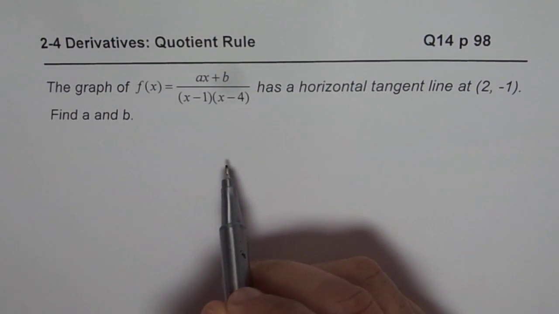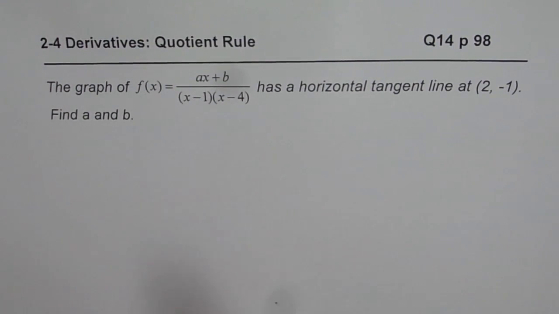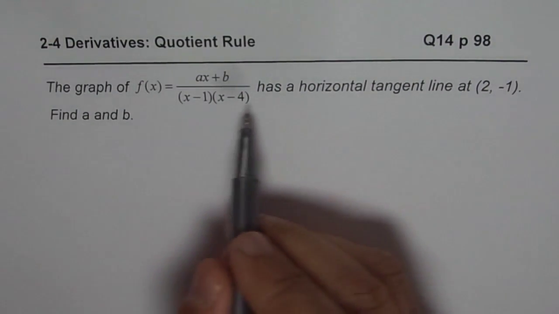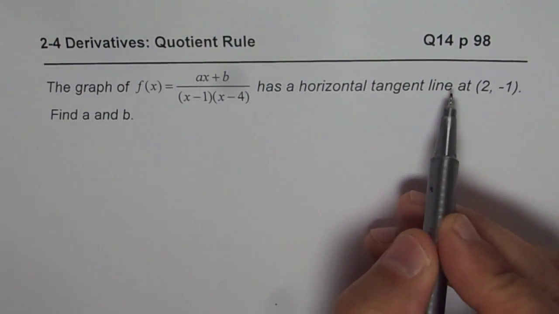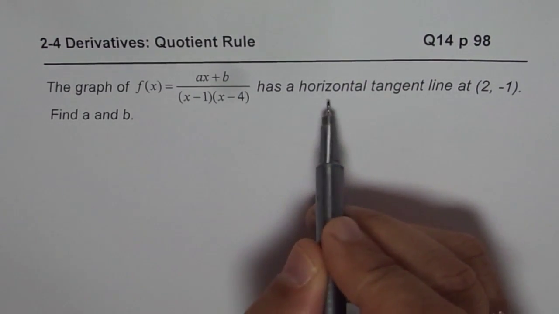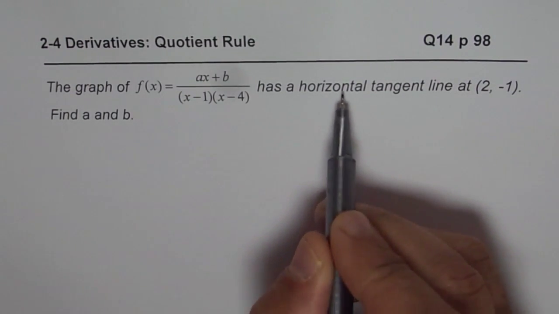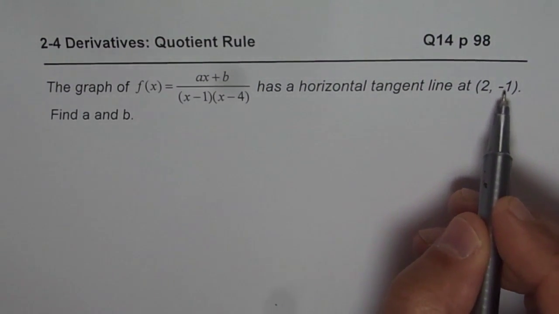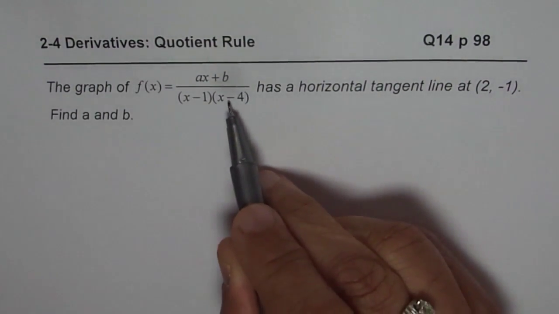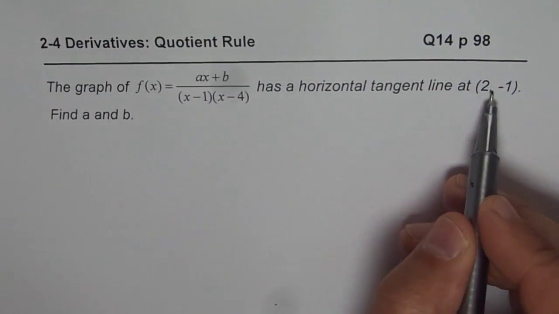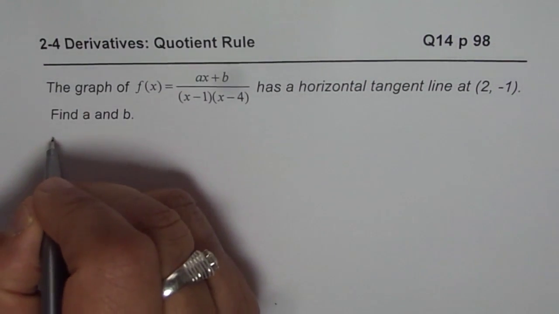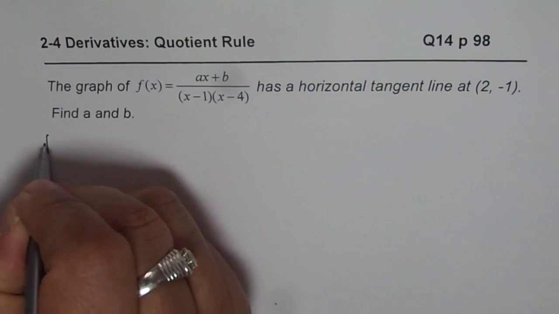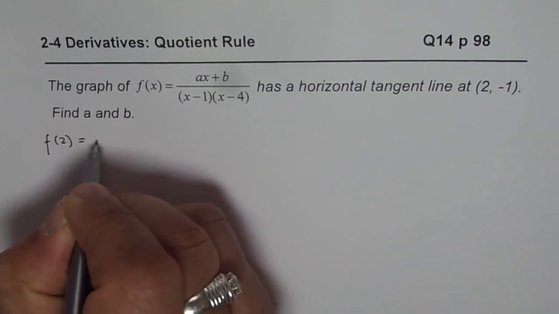Well, to my students, I'll say that whenever you have two variables, we are always looking for two different equations, right? One equation you can get from the derivative, equating it to 0, since a horizontal tangent line means the slope is 0. The other equation you could get from the point itself. When I say (2, -1) is a point on the graph, it means f(2) is -1. So let us write f(2) = -1.